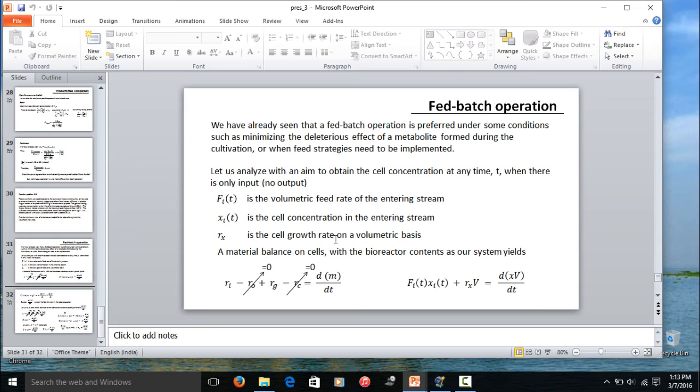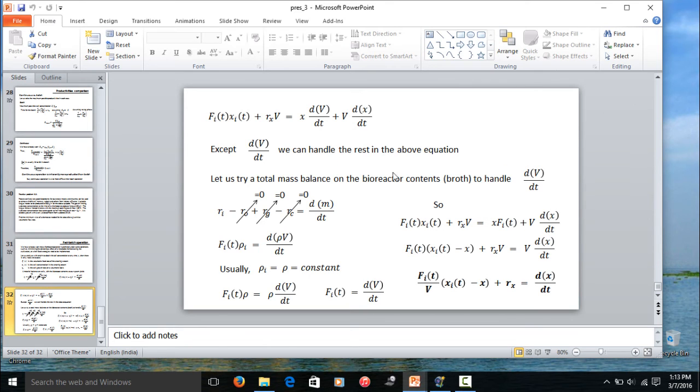Then we looked at a brief analysis of a fed batch operation where there is only input. Very briefly, if we know the functions of the variation of the input flow rate with time, and the variation of the input cell concentration with time, then we can use this equation to design appropriate aspects, is what we said. Okay, so that was module 3.